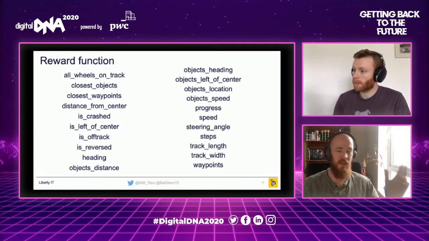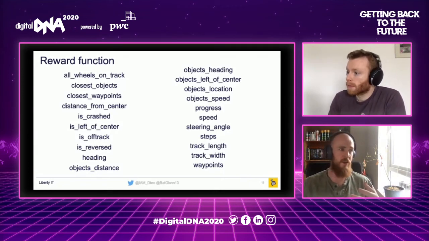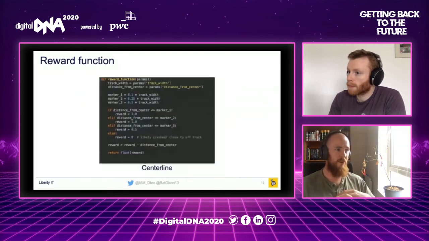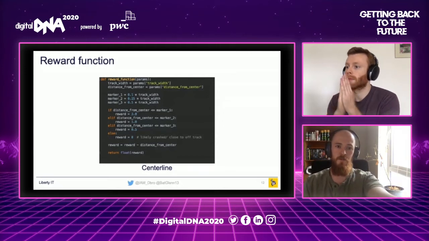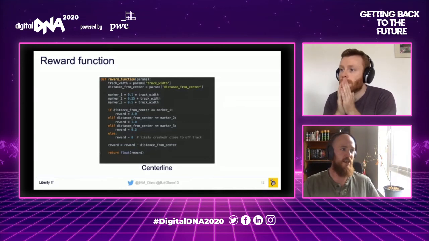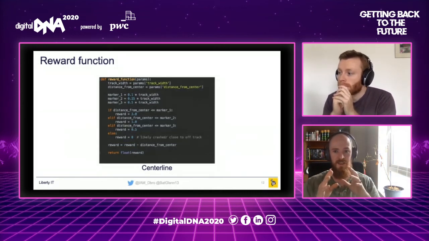But really, it's all about how these all come together into a specific reward function. You can see this one is very similar to the default model that we just had in the console, the one that we're training with now. This is just a basic centerline model. At the top there, you've got markers 1, 2, 3 using track width to relay back how close the car is to the center line. Then you're giving it a higher reward if it's closer to the center line.